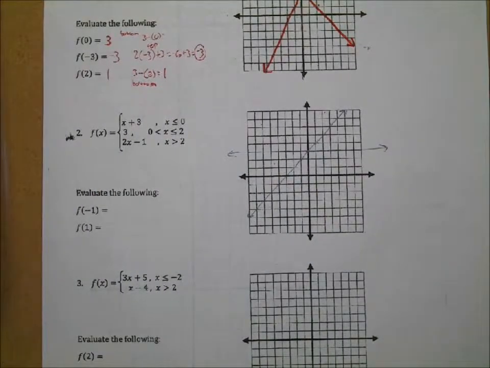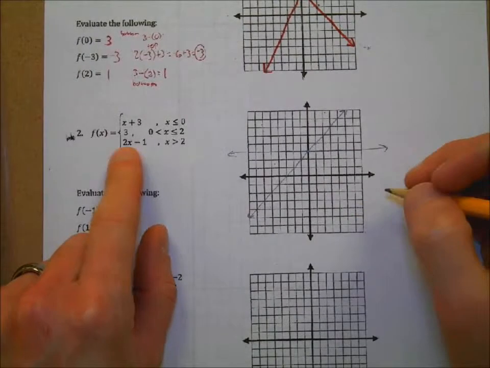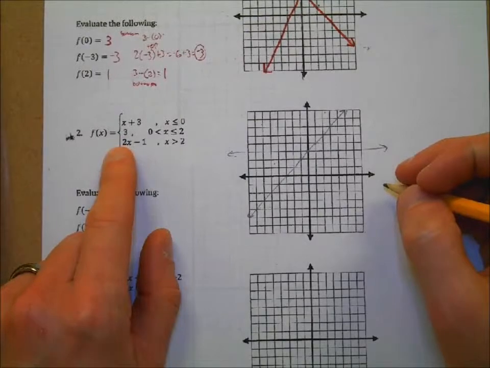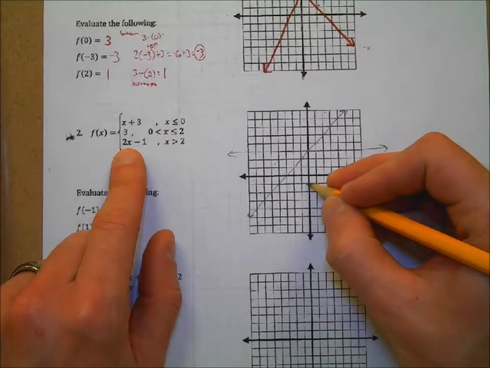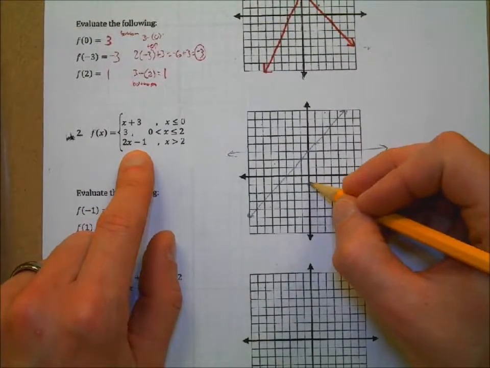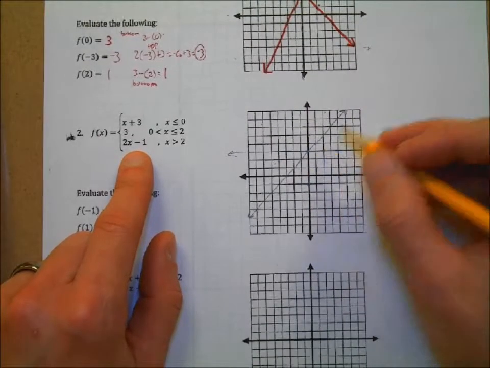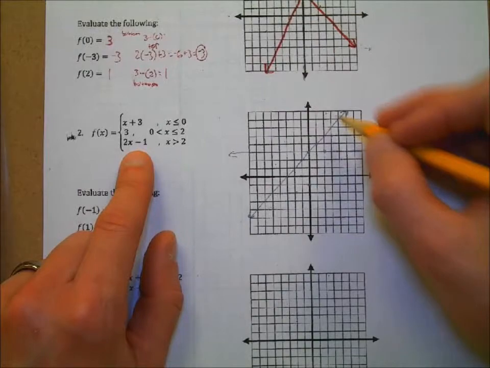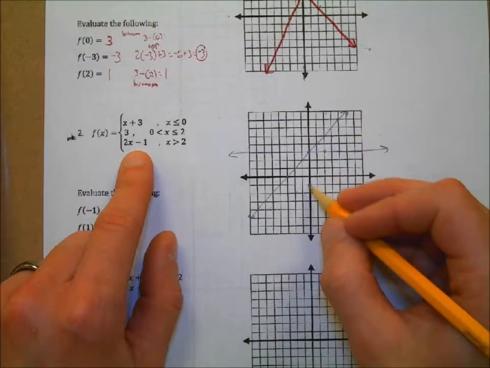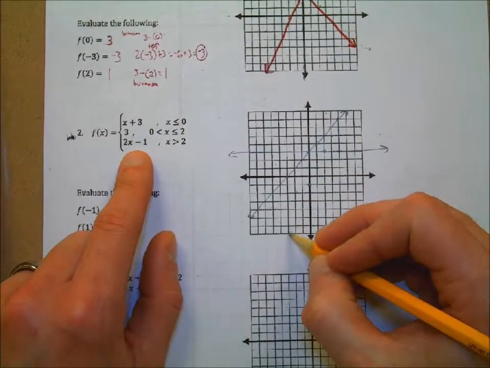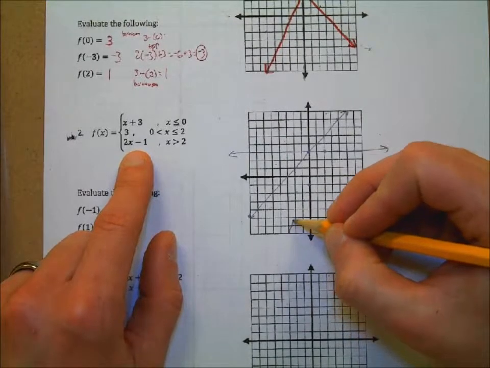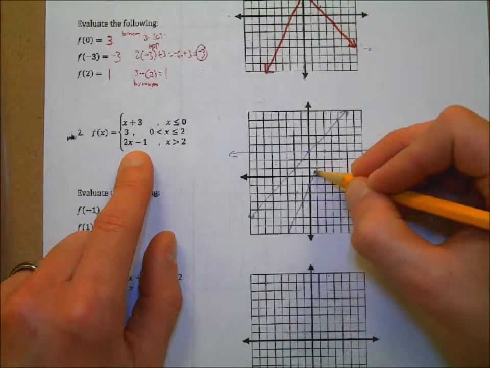And the last piece is also linear. So what's the y-intercept for this last piece? -1, and the slope is 2. So up 2, right 1, up 2, right 1, up 2, right 1, up 2, right 1. And connect the dots.